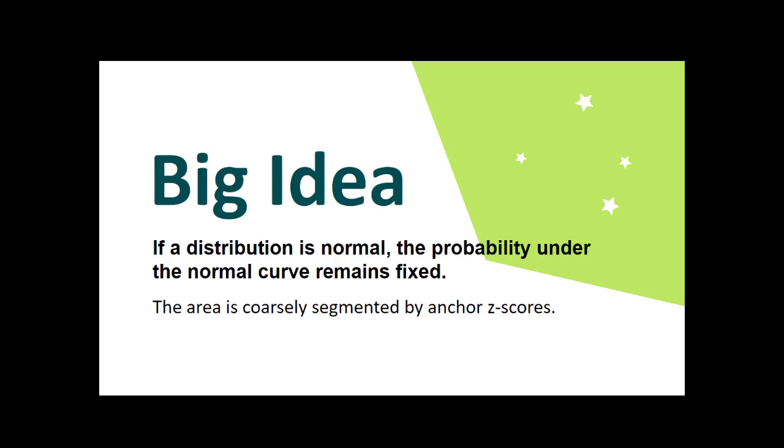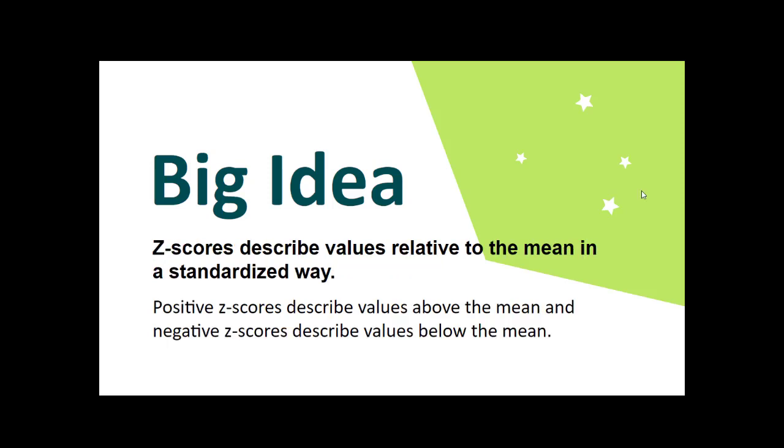So what's the big idea? Today's big idea is that if the distribution is normal, the probability under the normal curve remains fixed. The area under the curve describes the probability, and this area can be coarsely segmented by anchor z-scores. The other big idea is that z-scores describe values relative to the mean in a standardized way. Positive z-scores describe values that are above the mean, and negative z-scores describe values below the mean.